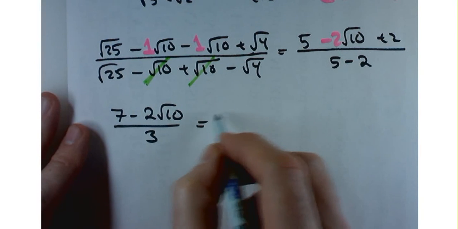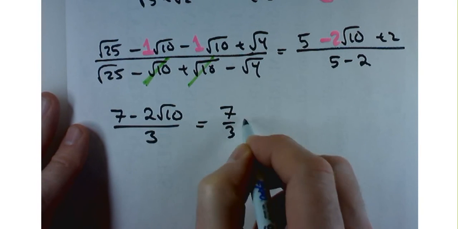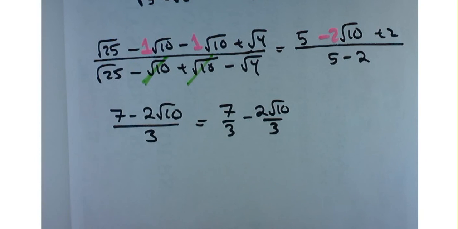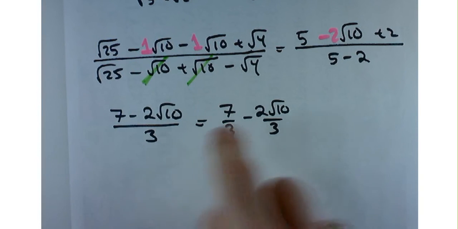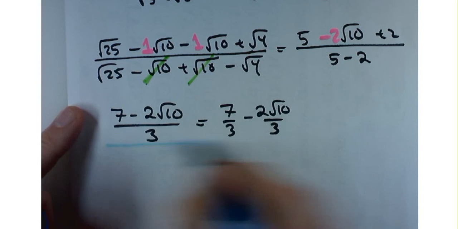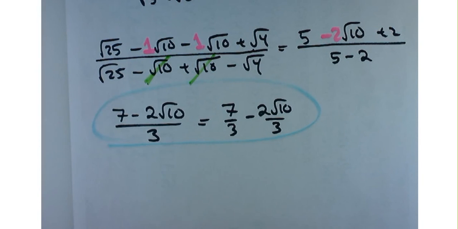You could write it as 7 over 3 minus 2 square roots of 10 over 3. I'd accept either one. Sometimes if you write it like this, you can pick up a little extra simplification, but either one works.